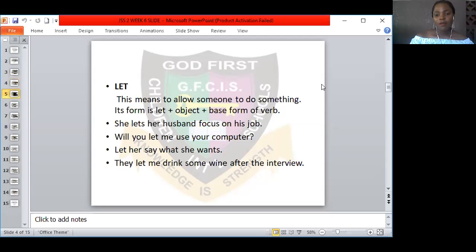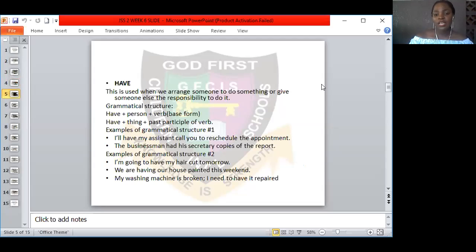Moving on to the next causative verb, which is have. Have is used when we arrange someone to do something or give someone else the responsibility to do it. Now, this is used when we arrange someone to do something or give someone else the opportunity to do it.